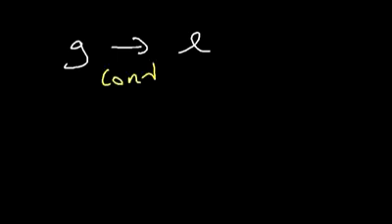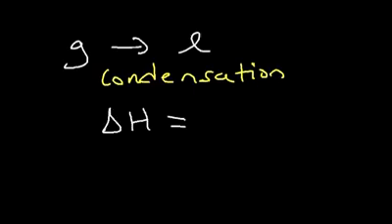Now what about going from a gas to a liquid? This is called condensation. And this is an exothermic process. Heat has to be released in order for a gas to condense into a liquid.